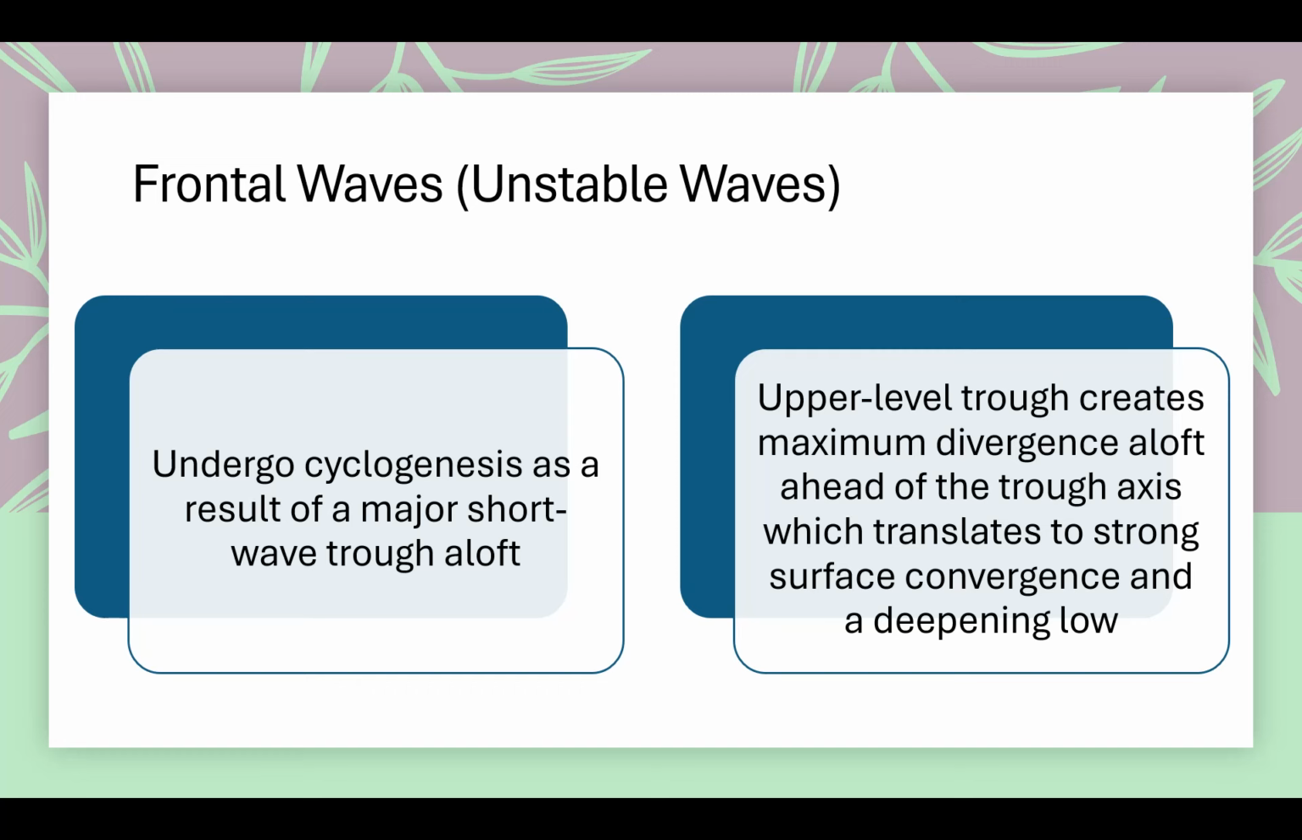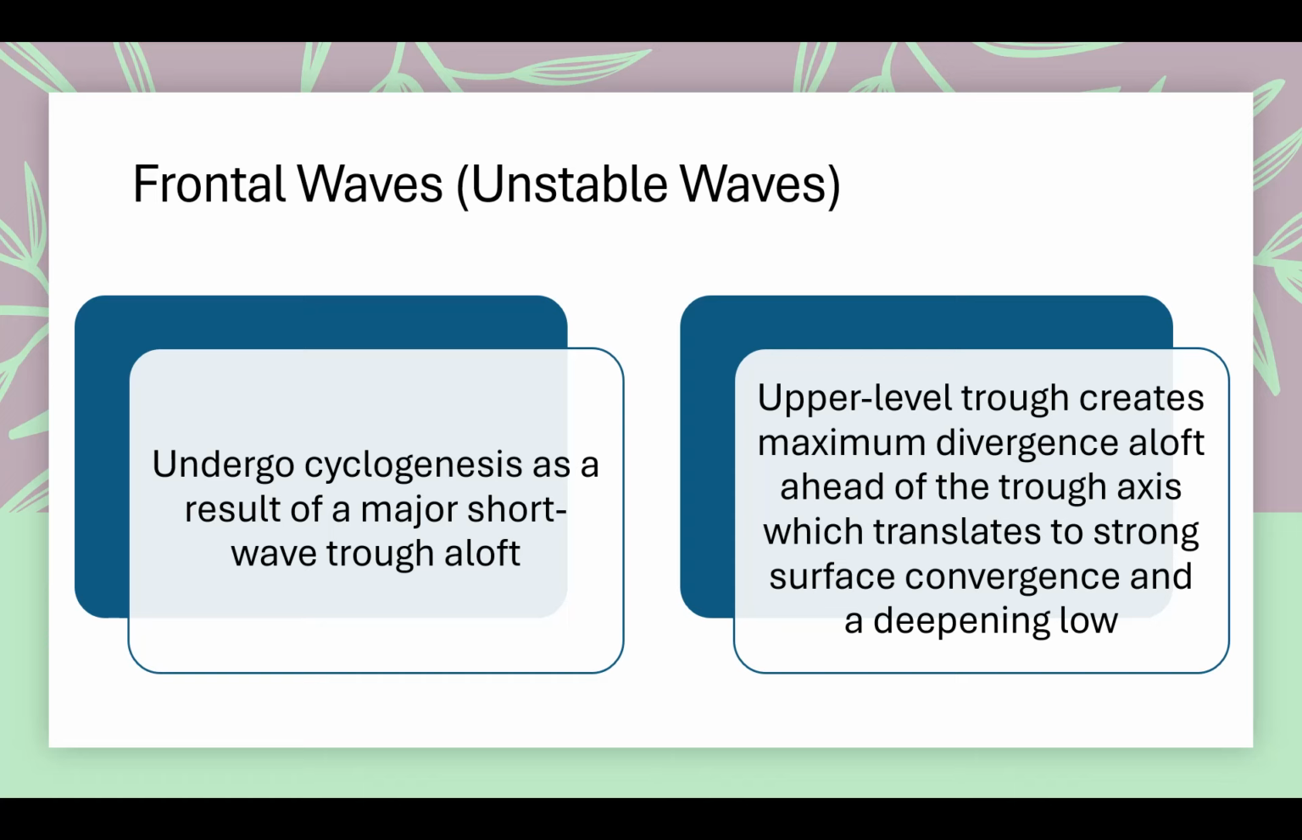With unstable waves, they're going to undergo cyclogenesis as a result of a major shortwave trough aloft. So there's a connection from the surface stacking back to the colder air aloft. For example, we have a major shortwave trough, maybe at more than one level. We have one at 700 millibars, and a reflection up at 500 millibars.